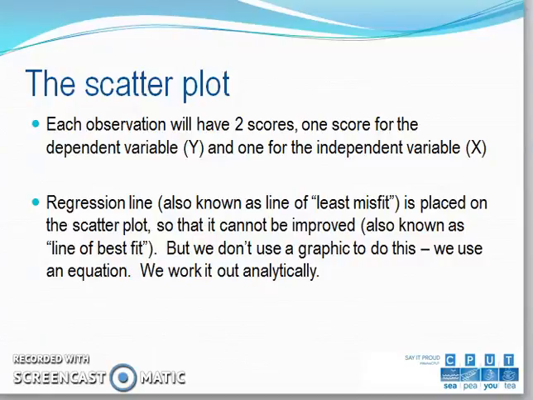And so the regression line, which is also known as the line of least misfit, is placed on the scatter plot in a way that it can't be improved. So the line that best describes the relationship between the two variables is also known as the line of best fit, or stating it the other way around, the line of least misfit. But we can't use a graph to work this out.